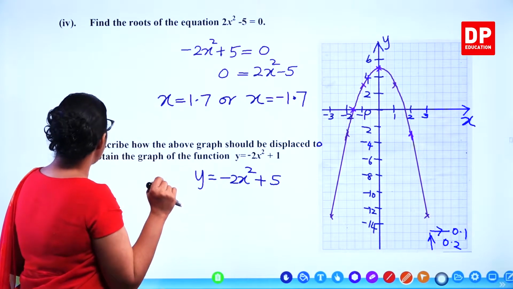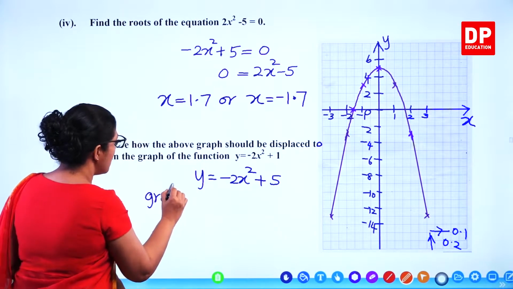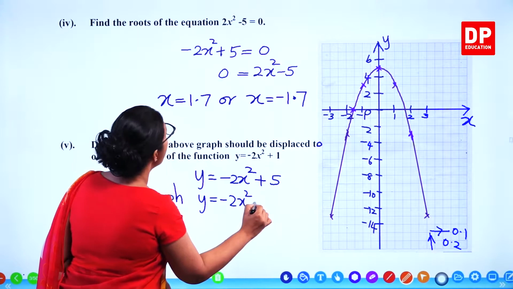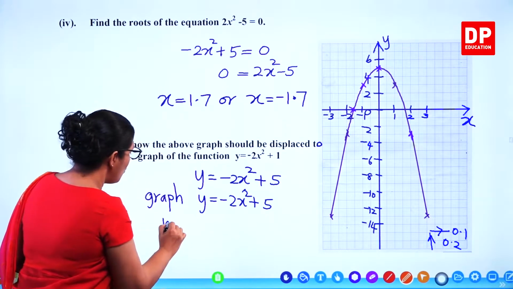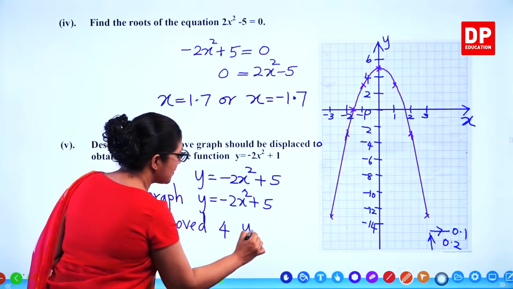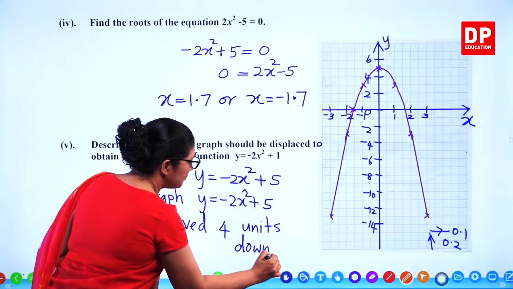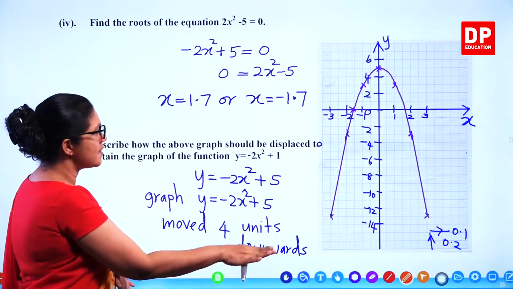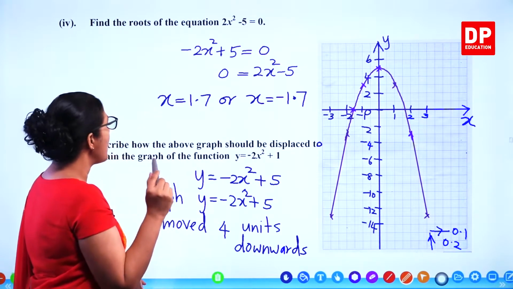So here you can say the graph y equals minus 2x squared plus 5 moved 4 units downwards. Moving 4 units down to get this curve, minus 2x squared plus 1.